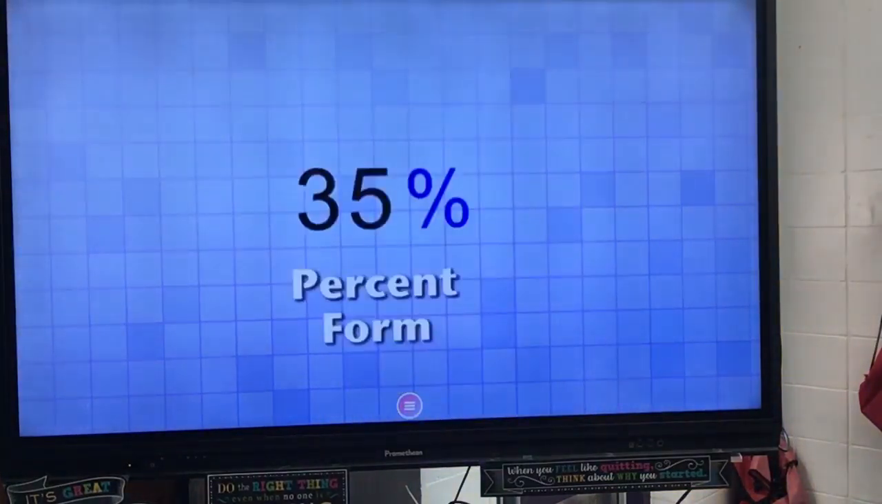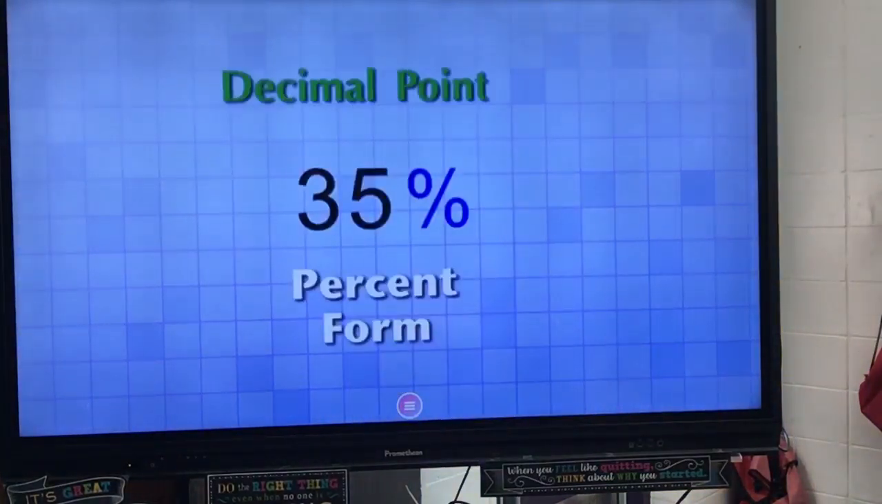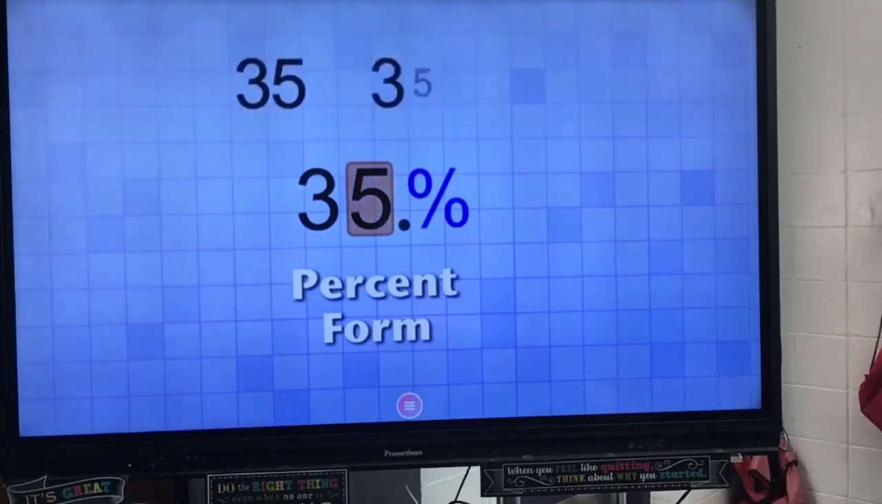First, you start with the number in percent form, like this, 35%. Next, you imagine where the decimal point should be in the number 35. It's not shown, but if it was, it would be right here next to the ones place. Now remember, 35 and 35.0 are the same value.